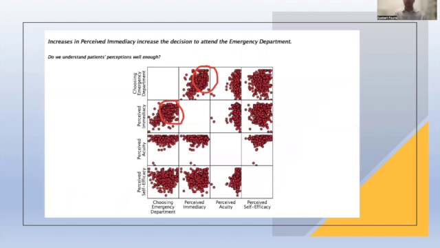One thing that stood out was that there was a clear association between the patient's perceived level of immediacy and their decision to attend the emergency department. As their perceived level of immediacy increases, the chance of them attending the emergency department for that problem increased as well. And it increased significantly. So do we understand the patient's perceptions of these minor medical conditions and the immediacy about it well enough? Or is there a gap?